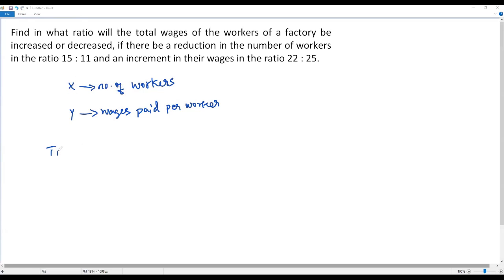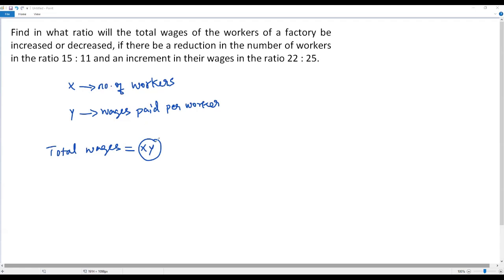So now let's find the total wages of all the workers in the factory. To get the total wages, I have to multiply the number of workers and the wages paid per worker, that is X times Y. So this XY represents the total wages of all the workers in the factory. Actually, this XY represents the total wages before the two changes mentioned in the question.